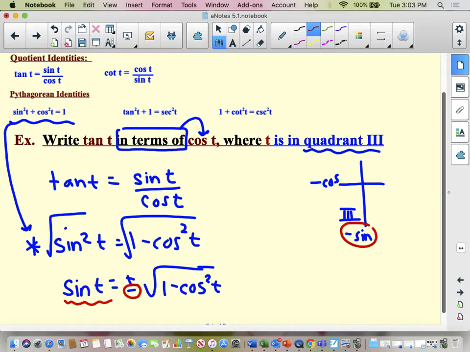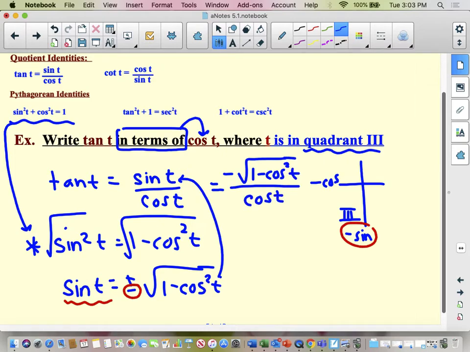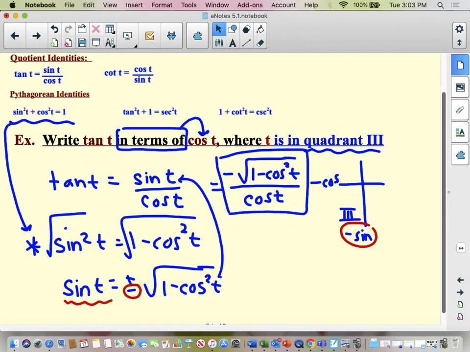That is confusing for many, so take your time, because there are so many trig functions here to base your plus or minus decision on, okay? But based on this, if my sine is this expression, now I can go back up and replace this sine with that expression. So instead of sine of t, I would have a negative square root of 1 minus cosine squared over cosine of t. This right here is tangent in terms of cosine. And that's about as bad as it's going to get right now.